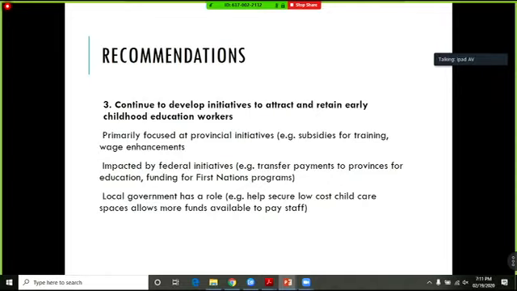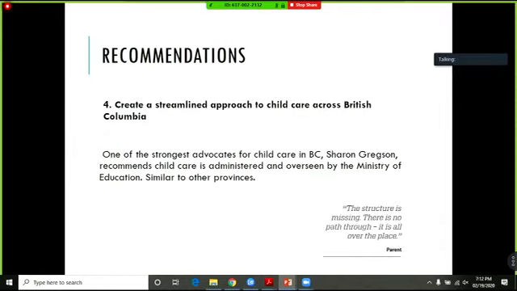provincial government in terms of subsidies for training, wage enhancements, but also federal funding, especially for funding for First Nations programs. And the local government has a role to play in supporting creating low-cost facilities, which allows more funds to go towards paying staff. The fourth recommendation is to look at a streamlined approach to childcare across British Columbia.